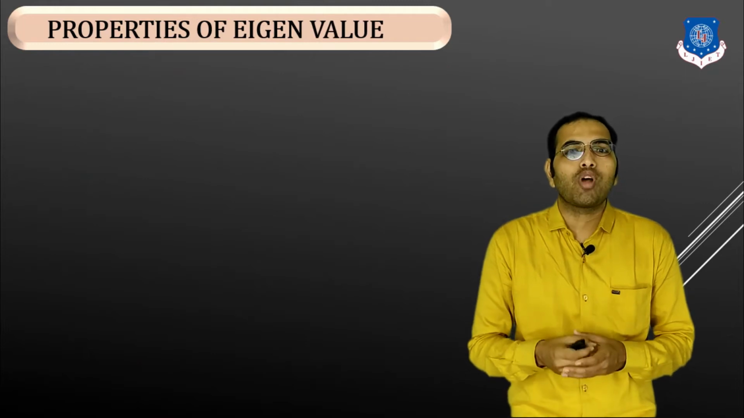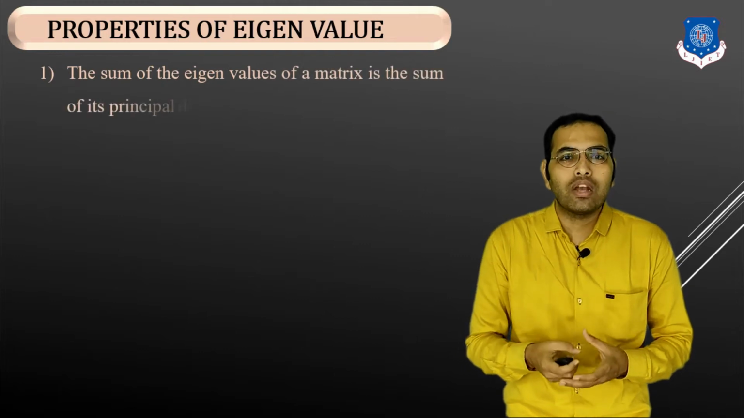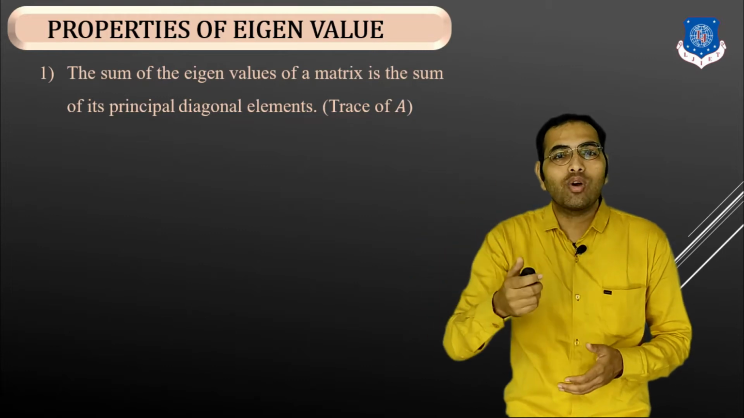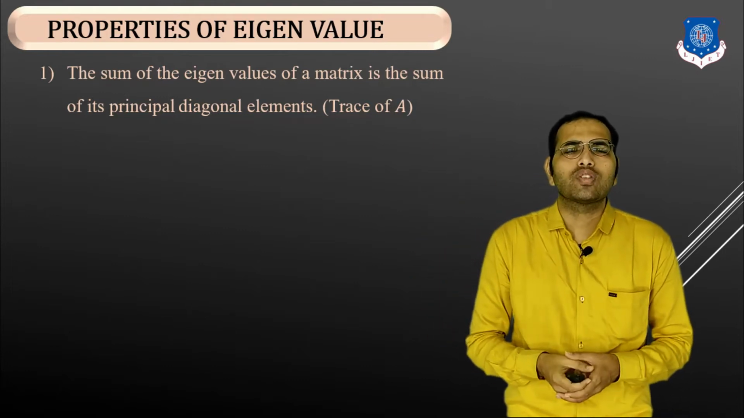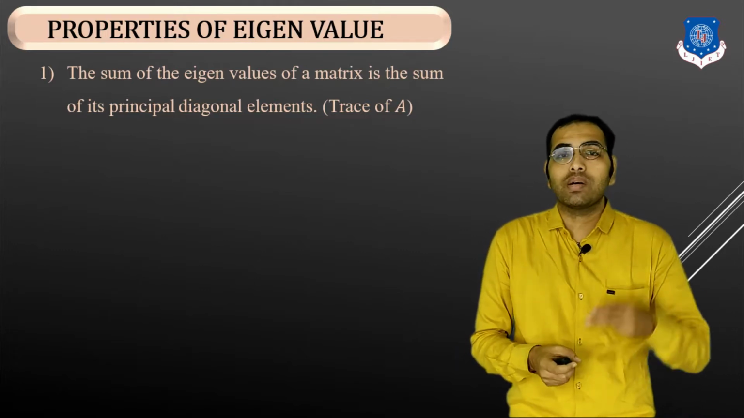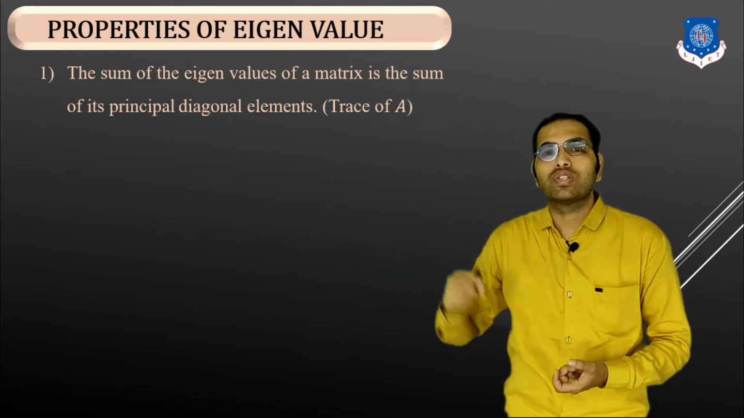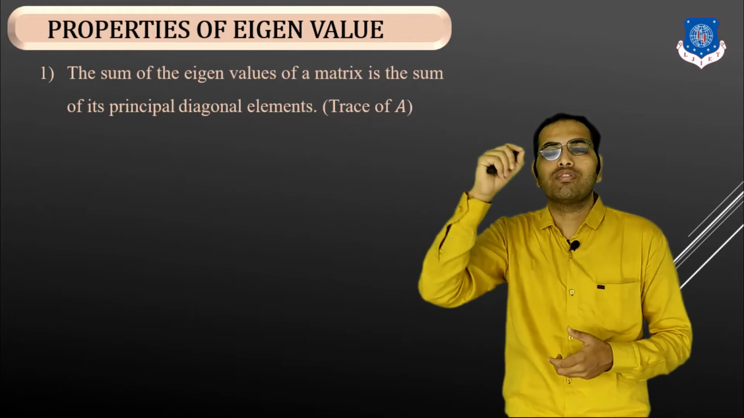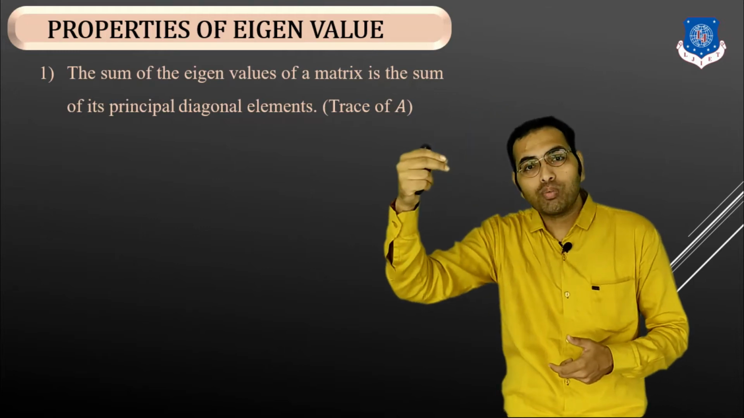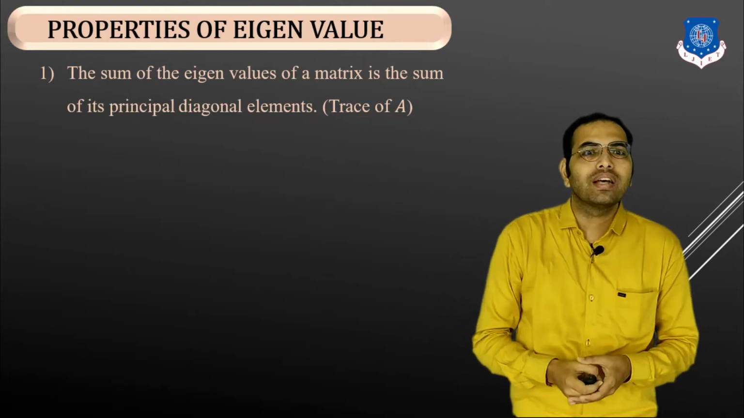Let's see the properties of eigenvalues. First property: the sum of the eigenvalues of a matrix is the sum of the principal diagonal elements, also called the trace of A. Suppose we have the eigenvalues 1, 2 and 3, then the sum of those eigenvalues is the same as the trace. Suppose we have the matrix 1, 2, 3, 4, 5, 6, 7, 8, 9, then adding the elements in the A11, A22 and A33 positions is the same as the sum of the eigenvalues.